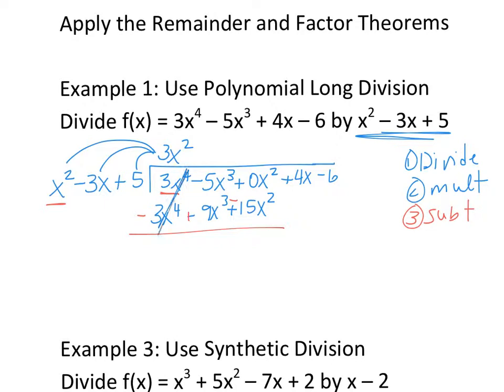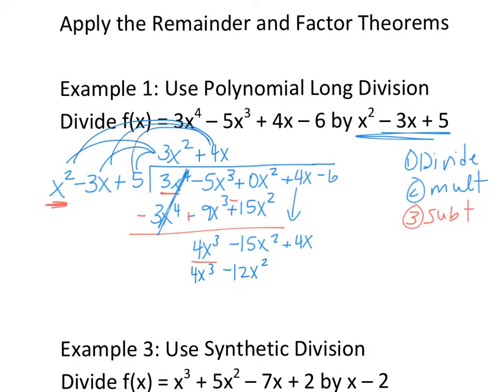And so these cancel. We have 4x cubed and negative 15x squared. Then we're going to bring this down. And then we're going to do this divided by x squared, which is 4x. So we've started this whole thing over again. We've divided, now we're going to multiply. So 4x times x squared, 4x times negative 3x, 4x times 5.